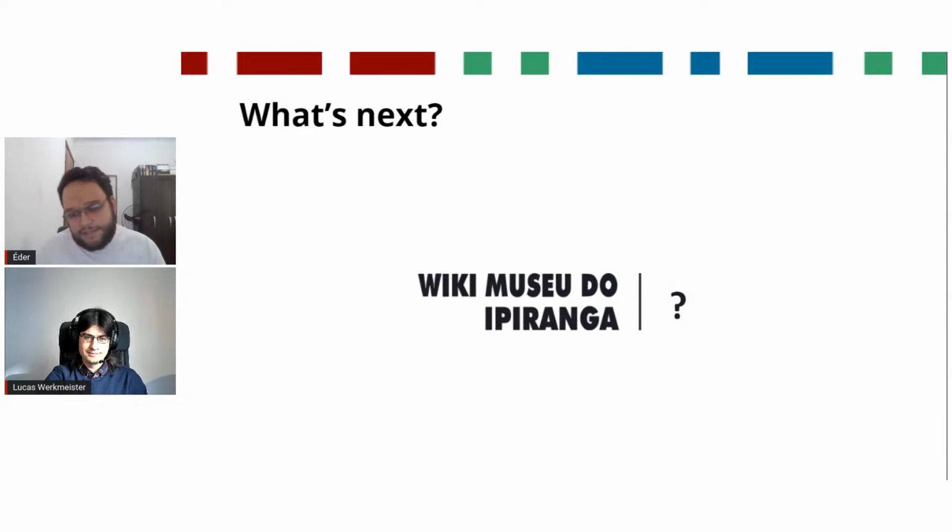What's next? As I mentioned, we are planning to do four applications for the Wikimuseu do Ipiranga set of applications. The next application, if I'm not wrong, is for people to add images to Wikimedia Commons. So they add images of objects that are similar to the ones in the museum collection.